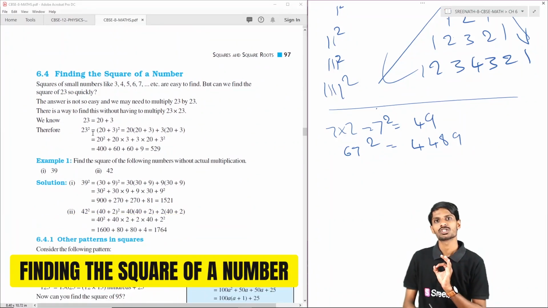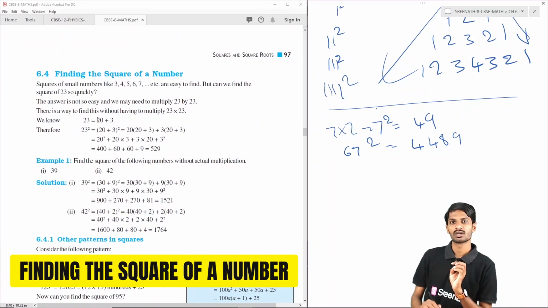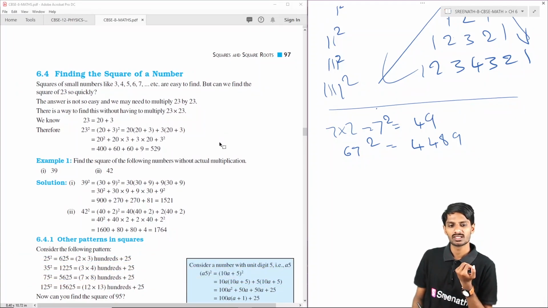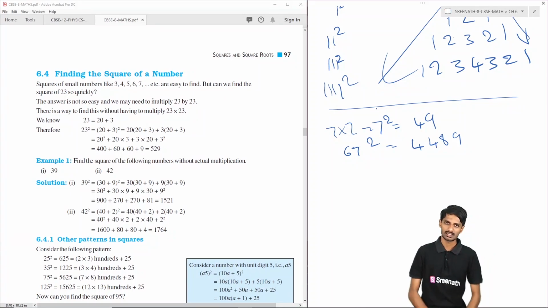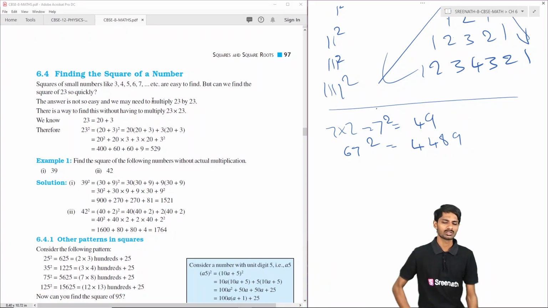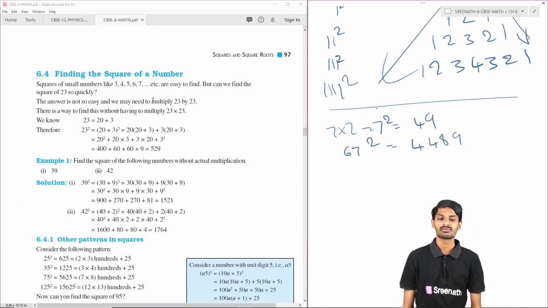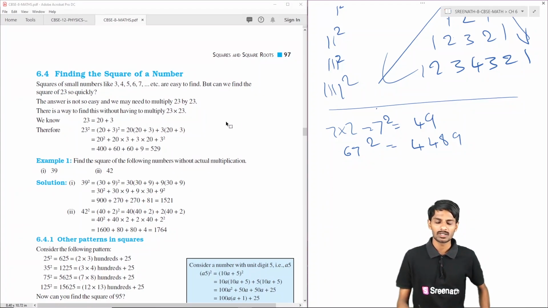So now the question is finding the square of a number. If somebody gives you a number, how do you find the square of that number? Squares of small numbers like 3, 4, 5, 6, we can easily find. If it is 3, then 3 into 3 is equal to 9, and 9 is the square number. If it is 4, 4 into 4, and if it is 5, 5 into 5. But if there is a number 23, how can you quickly do it? Multiplying 23 into 23 takes too much time. So how to do this task?